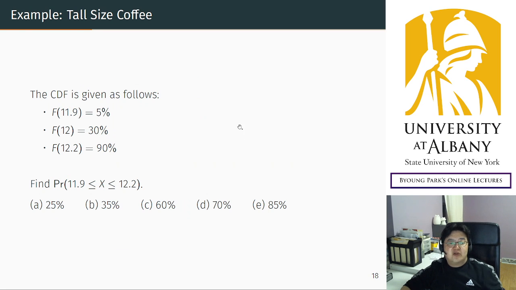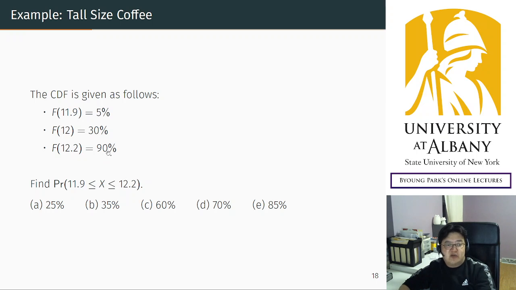And I'll give you another question. Also given the same information, what is the probability that the amount is in between 11.9 ounce and 12.2 ounce? Think about the answer. Pause the video and answer by yourself. I'll tell you the answer.